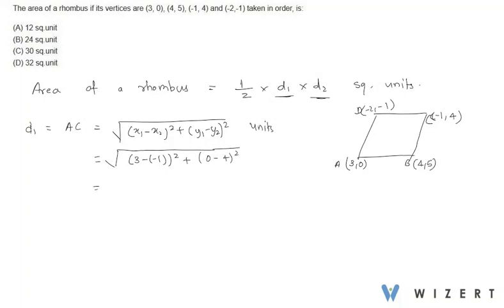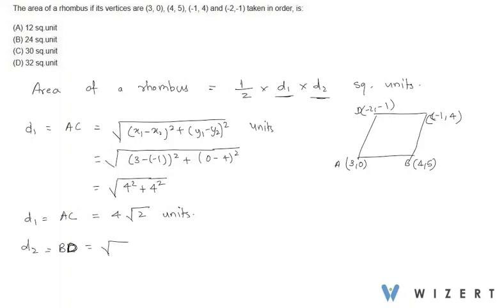So that is equal to 3 minus of minus 1 is 3 plus 1, so that is 4 whole square. So we get 4 square plus, again this is also 4 square. So this is nothing but 4 root 2 units. So we get D1 equal to AC equal to 4 root 2 units. Let's find D2.